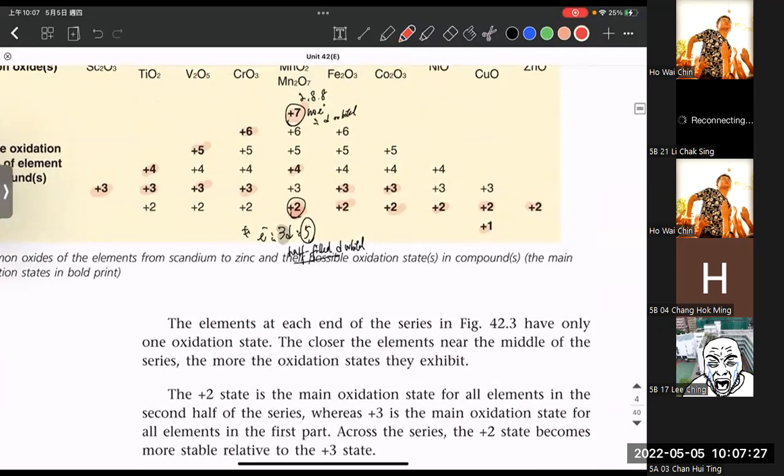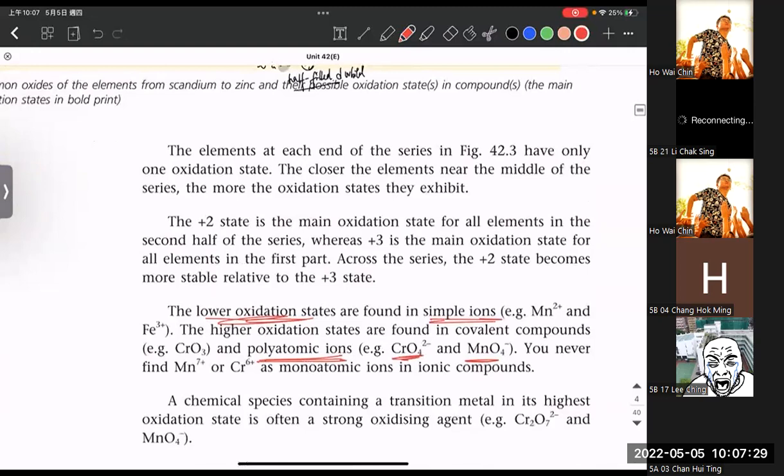Now, while you talk about stability, it's mainly +2 and +3 that are quite stable. You know, +2 and +3 being stable across the series, mainly you may find this.